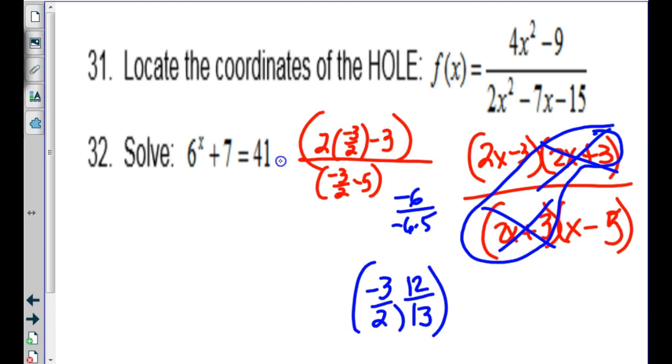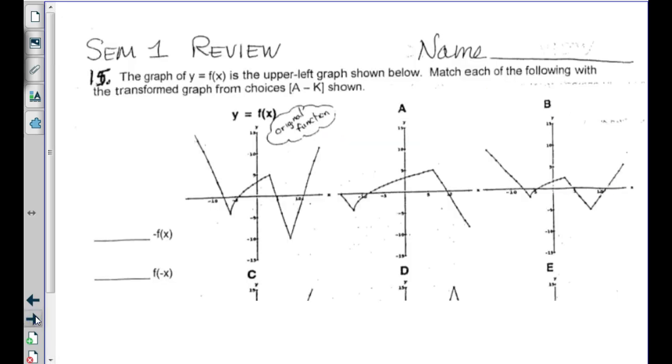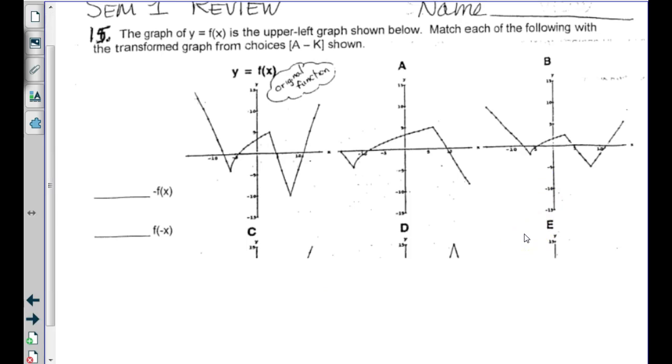What do you have to do on this one, guys? Take the log of both sides and then just divide. Okay, all right. Let's go through these real fast. Anybody know what this one does?